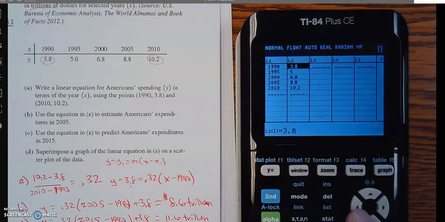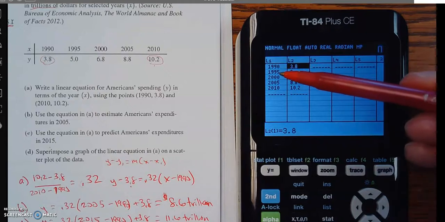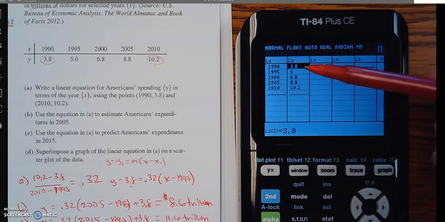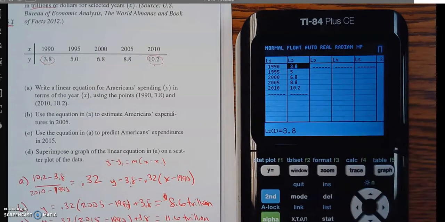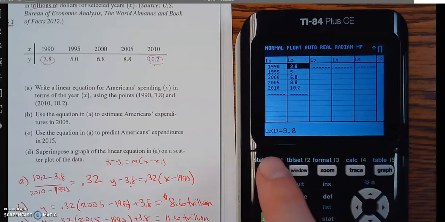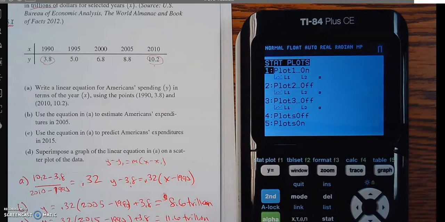It just so happens I already have the data in there. So my x values, 1990, 1995, all the way through. And then my y values all the way through. Okay, you gotta make sure you do that. I was a step ahead of myself. So now I'm gonna go back to stat plot. Once I got everything going, so all that's turned on and good to go. Now I want to graph it.